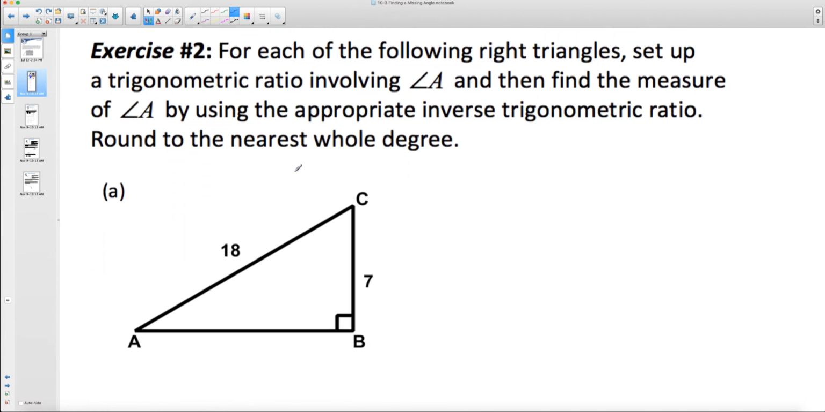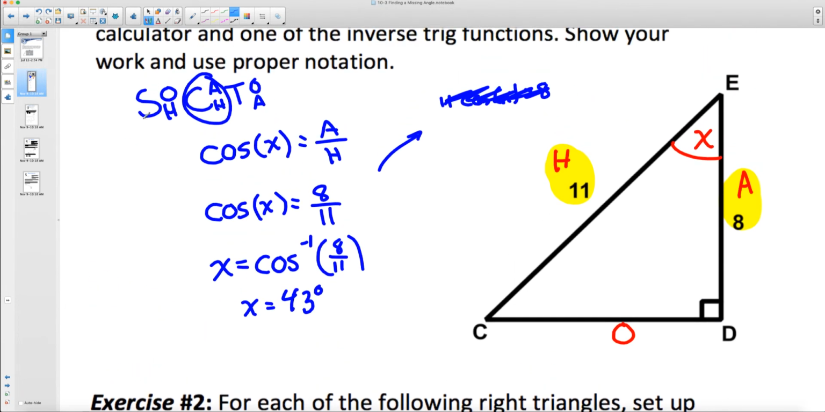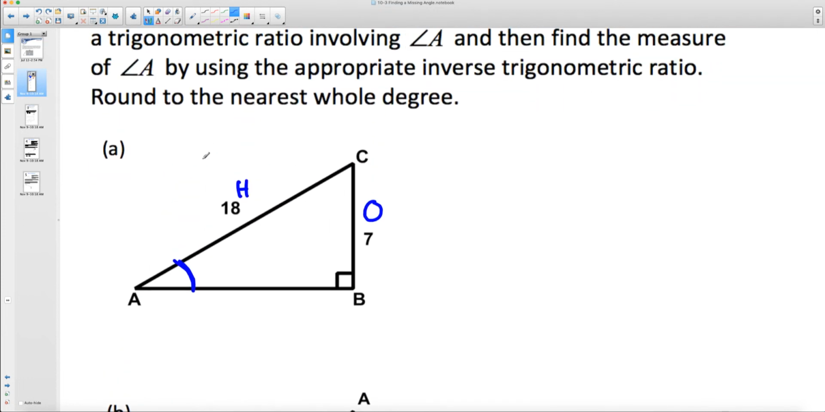Looking at the next exercise, we need to solve for angle A. We don't even need to do a variable. Sometimes we'll just look at it from angle A. We'll just call it A. We're looking at it from angle A, so that means 7 is the opposite, 18 is the hypotenuse, this is the adjacent, we don't really care about that. We're dealing with O and H. Real quick, O and H, that's going to be sine. Sine of angle A is equaling the opposite over the hypotenuse.